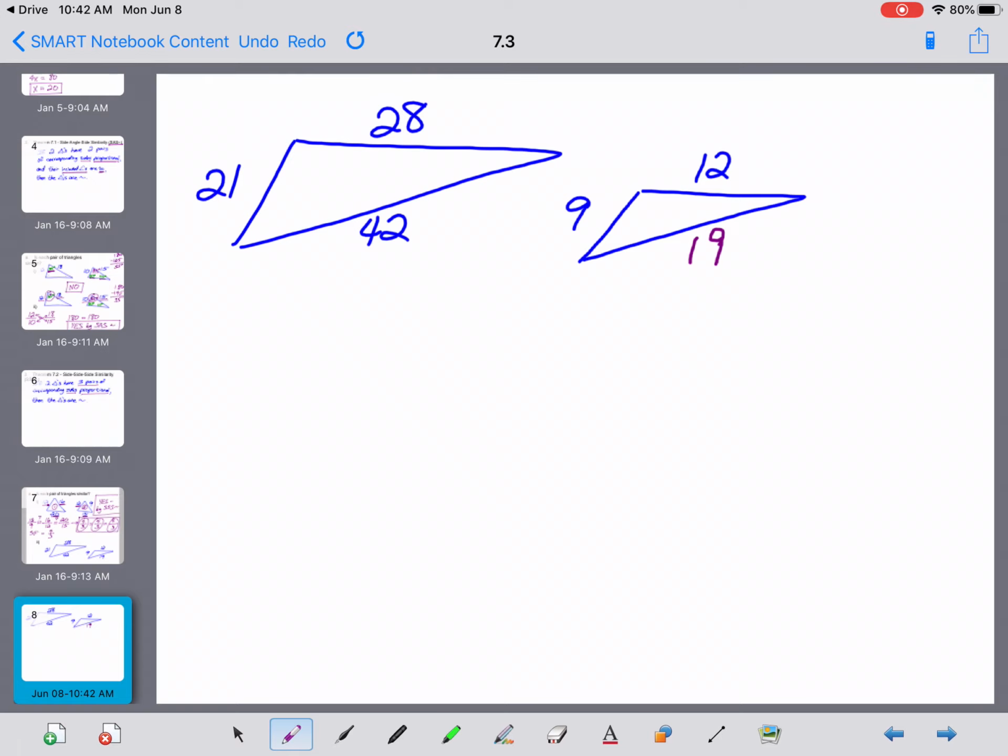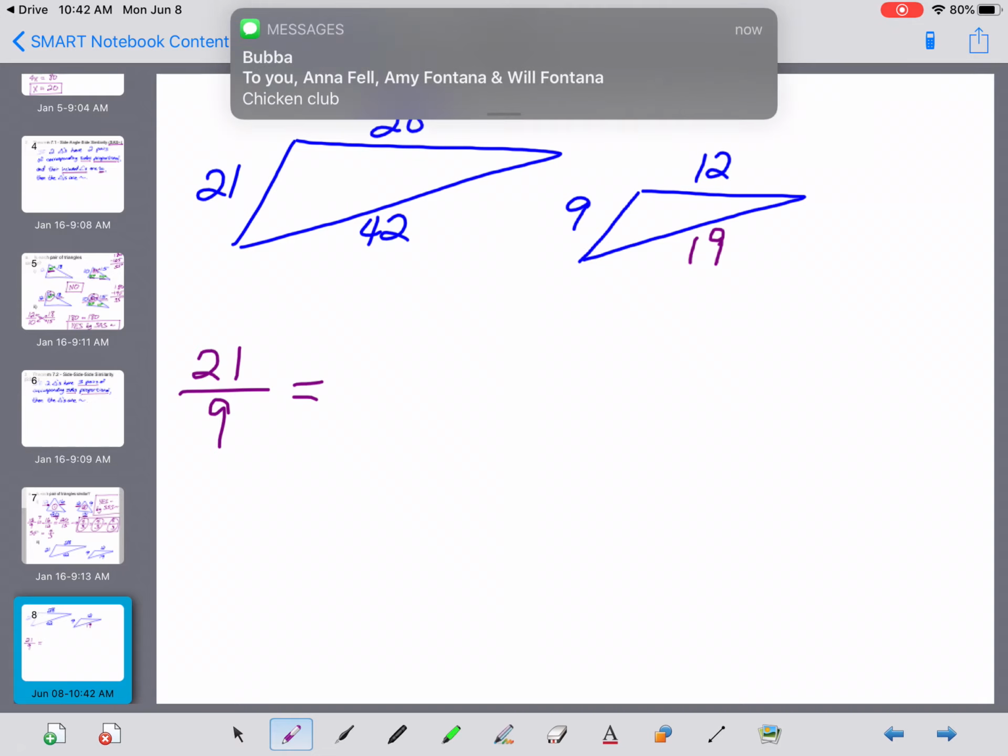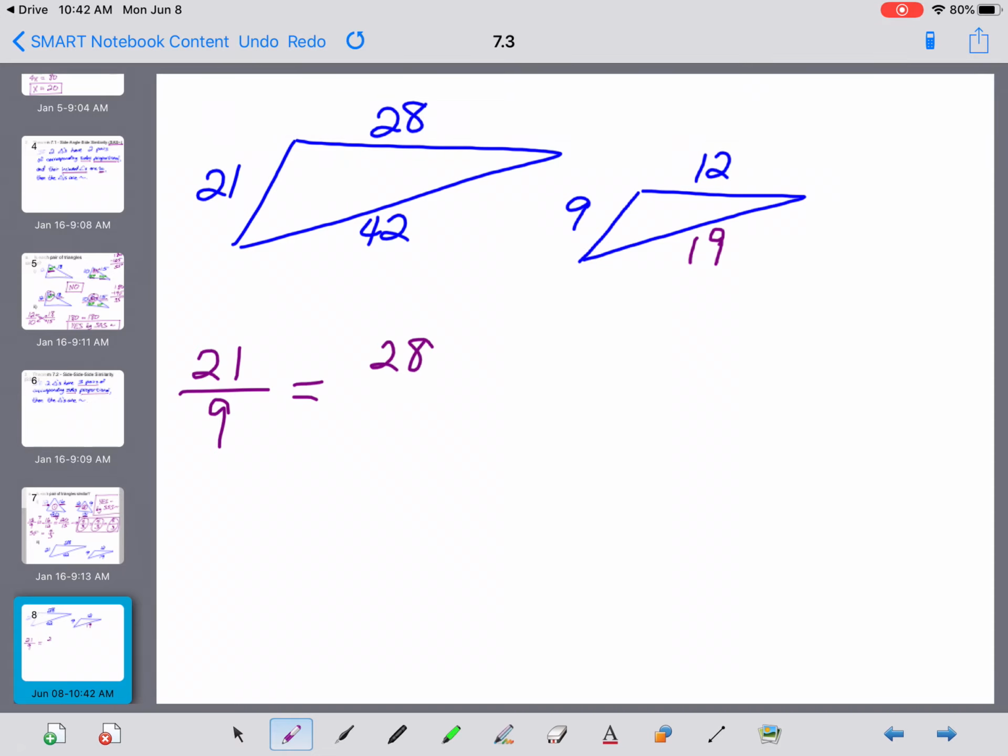Okay. So let's check for proportionality. All right, shortest side in the first triangle is 21. Shortest side in the second triangle is 9. Middle side in the first triangle is 28. Middle side in the second triangle is going to be 12. Keep going now. Longest side in the first triangle is 42. Longest side in the second triangle here is 19.